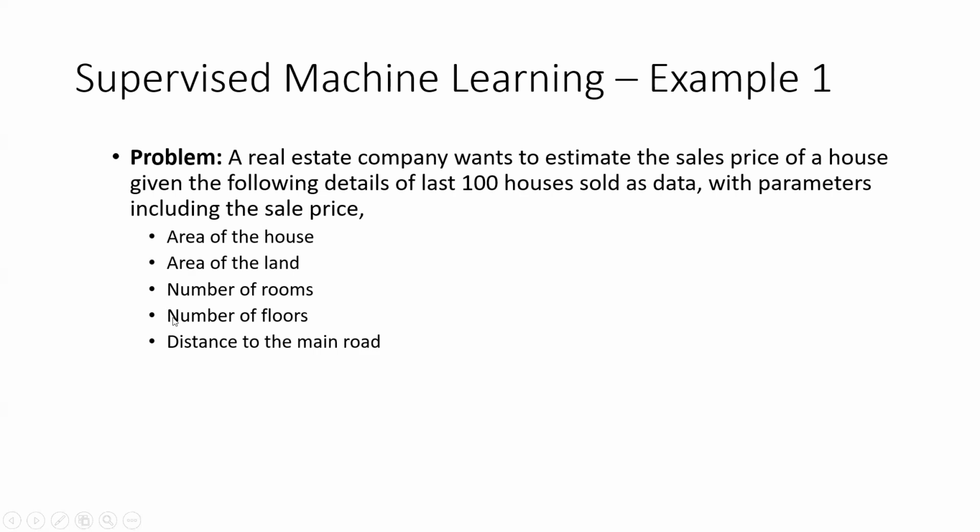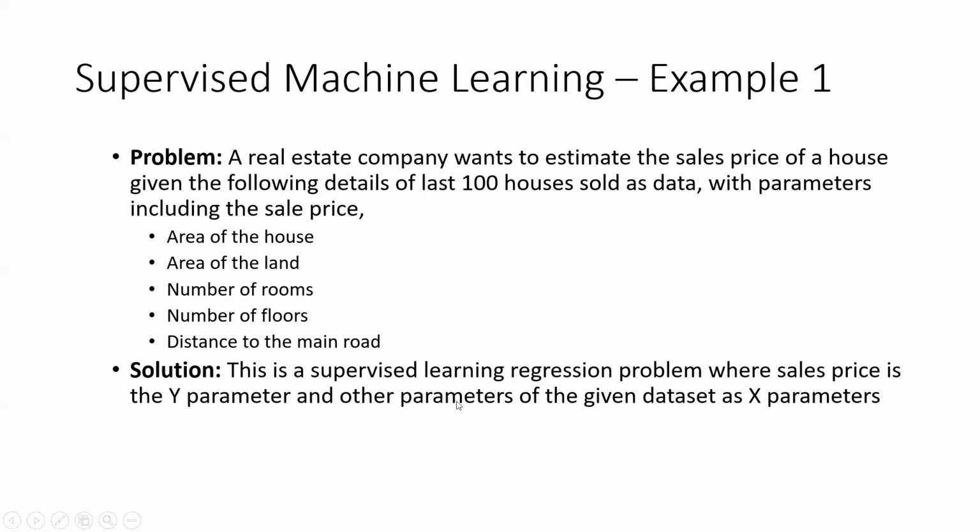So let's look at the X variables. These are the X variables: area of the house, area of the land, number of rooms, number of floors, distance from the main road. The sales price is the Y variable. So the past data is the data set. You can take a proportion of it, say 80 data points for training and 20 data points for testing, right? But with 100 houses, we don't know whether that is enough or not. That depends on the data set. So this is a supervised learning problem with price as the Y parameter and the given parameters as X parameters.